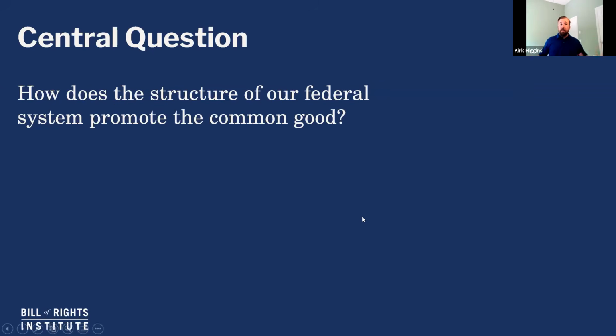So back to our big question, how does the structure of the federal system promote the common good? Well, in a number of ways. Publius says, look, faction is inherent in popular governments. If you're going to have a popular government, meaning people are going to share their opinions and their views, factions are going to result.